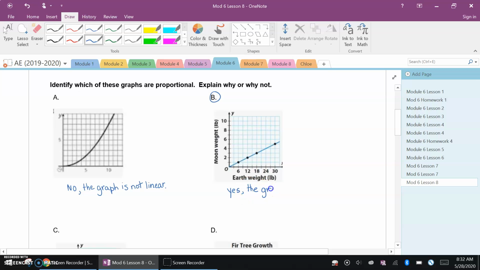The graph is linear and goes through the origin. Or you can say as a line if you want to. You don't need to say straight line because a line by definition has to be straight.